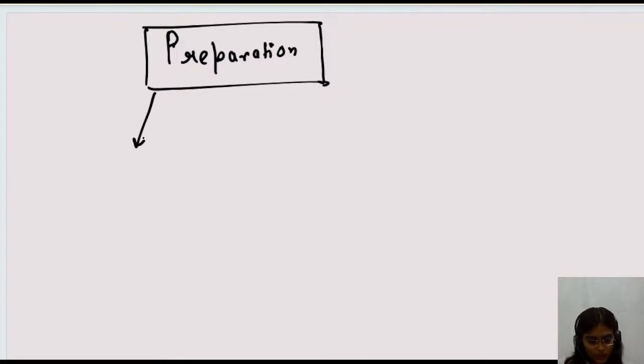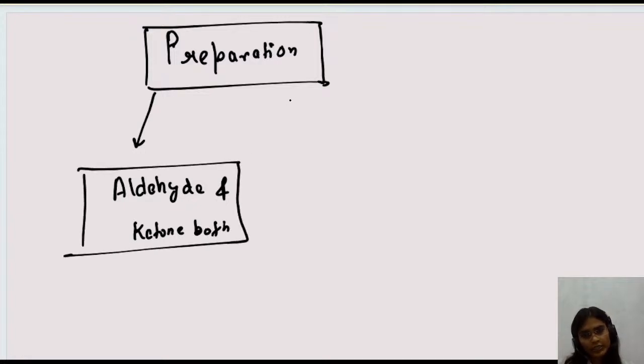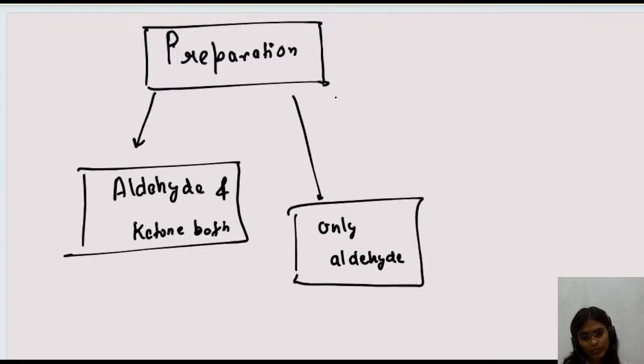So the point number one, first of all, we are going to discuss aldehyde and ketone simultaneously, right? Because sometimes, if you're using alcohol and an oxidizing agent, you end up with aldehyde and ketone both. So first of all we're going to discuss aldehyde and ketone, simultaneously, both. Then the second topic is only for aldehyde. And the third type of preparation is obviously ketone only. So three parts we are going to cover. Let's start with the preparation part.